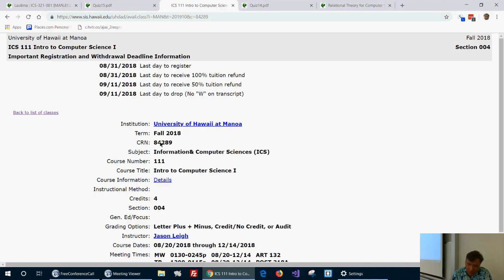Okay, I don't know if CRNs are unique to this term. I know they're not unique across terms, but they might be unique within a term. But I don't think they are. I mean, I don't think for sure you have Manoa, the term, and then the CRN, and that uniquely identifies a course for that semester.